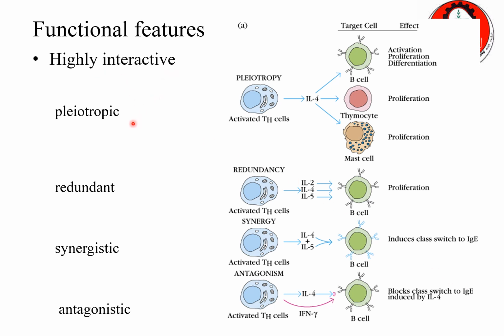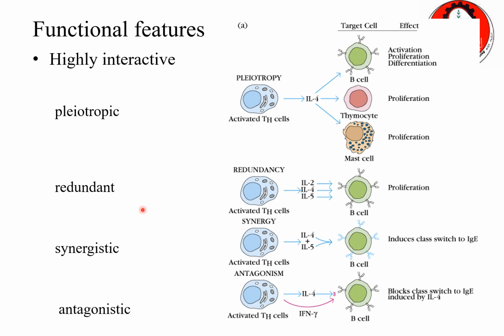Highly interactive, we said pleiotropic. So here we can see this is an activated T helper cell, and the cytokine interleukin 4 act upon this activated T cell. So one cytokine might lead to activation of multiple things as a result. So here we see activation, proliferation, differentiation of B cell, and proliferation of thymocyte, and also proliferation of mast cell. This effect is called pleiotropic. Cytokine واحد ممكن يعمل more than one function.